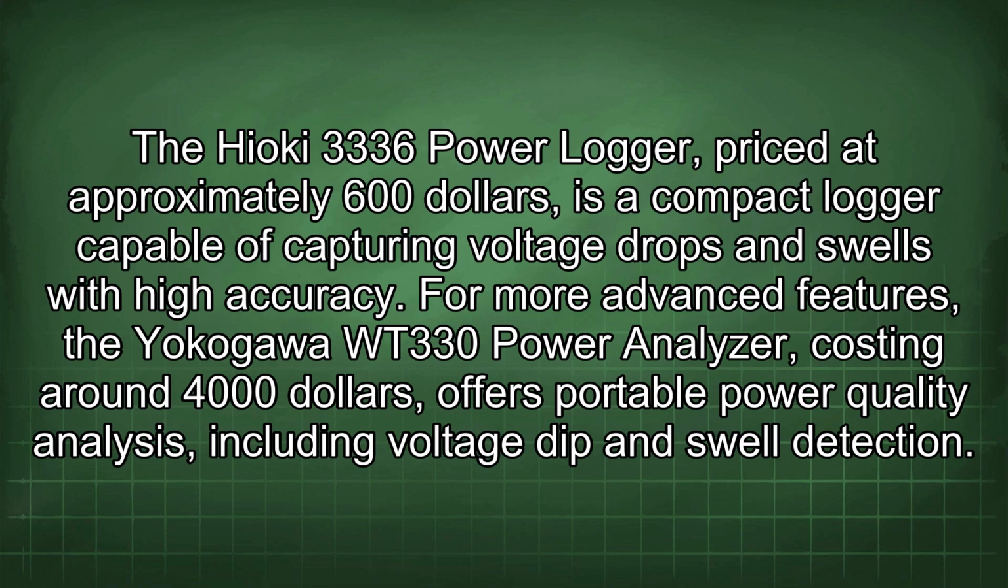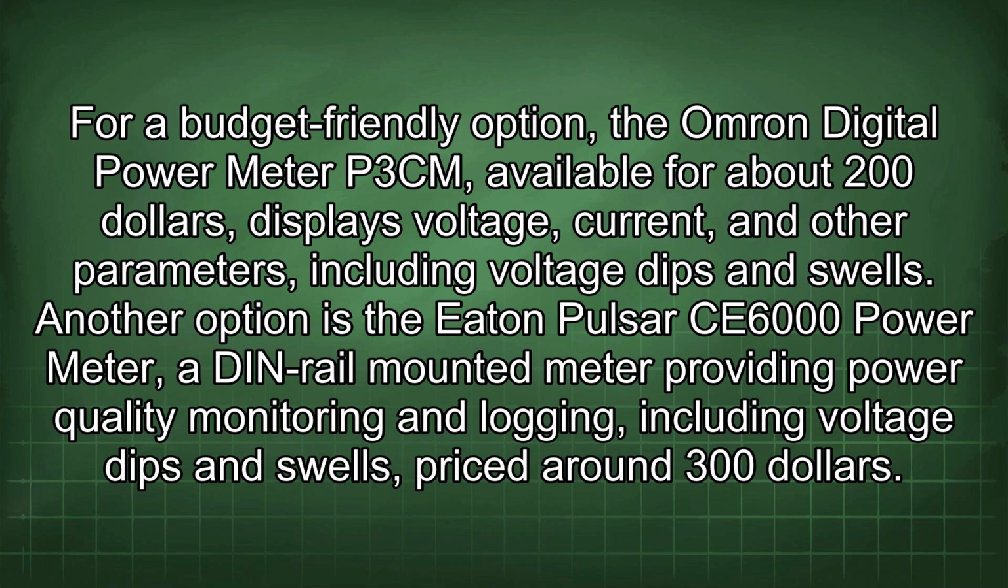accuracy. For more advanced features, the Yokogawa WT330 Power Analyzer, costing around $4,000, offers portable power quality analysis, including voltage dip and swell detection. For a budget-friendly option, the Omron Digital Power Meter P3CM, available for about $200, displays voltage, current, and other parameters, including voltage dips and swells. Another option is the Eaton Pulsar CS6000 Power Meter, a DIN rail-mounted meter providing power quality monitoring and logging, including voltage dips and swells, priced around $300.